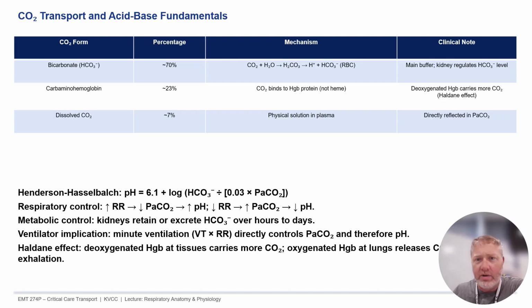CO2 is transported in the blood in three forms. It's dissolved in plasma, about 5 to 7% of it, as compounds bound to hemoglobin, about 23%, and most importantly, as bicarbonate, or the HCO3 portion of the blood gas results, about 70%. When CO2 enters the blood from the tissues, it rapidly combines with water to form carbonic acid via carbonic anhydrase in red blood cells.